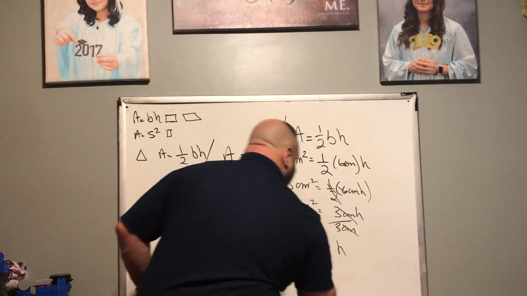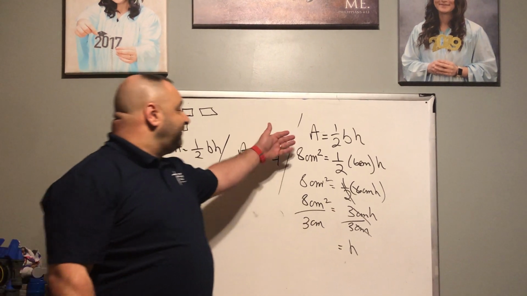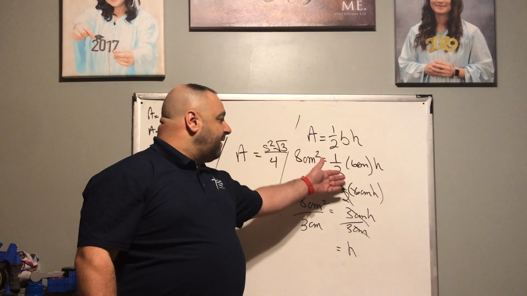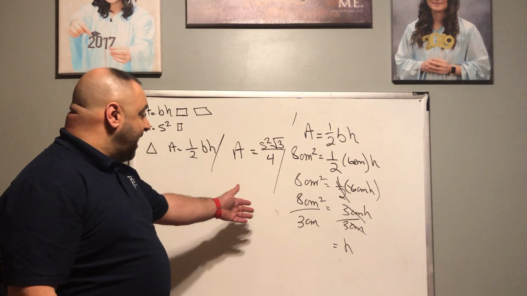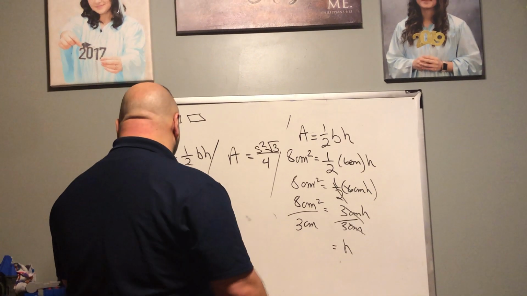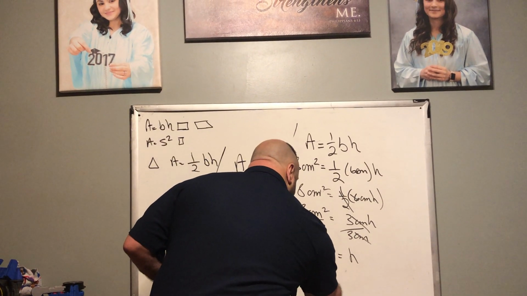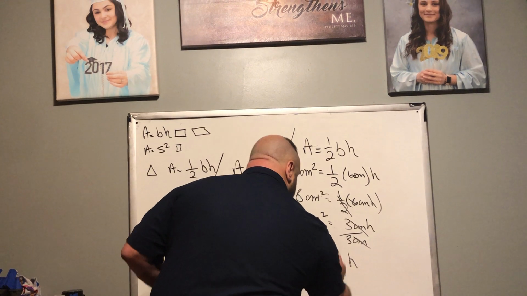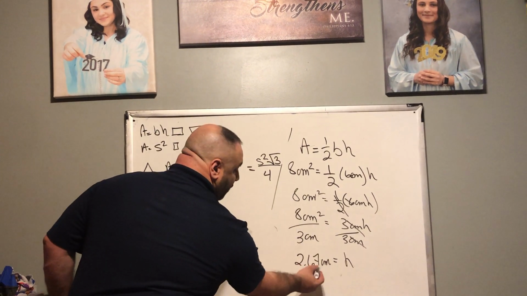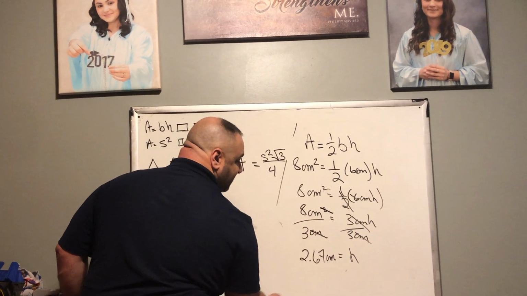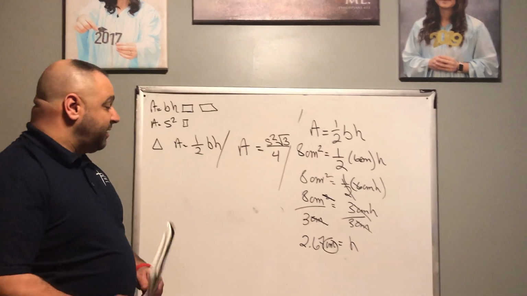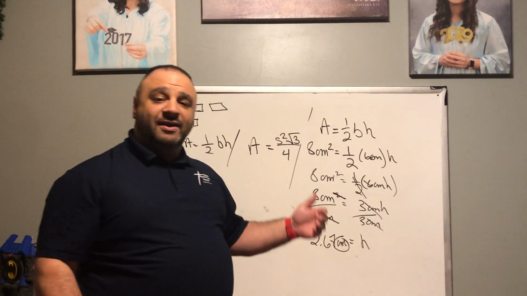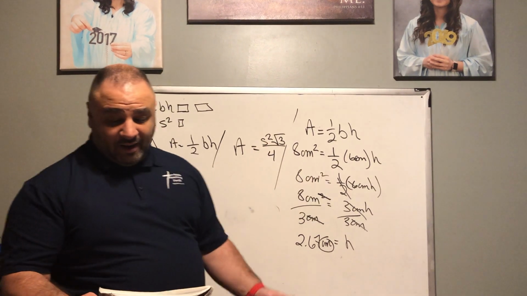So h equals, what's the altitude? If the area is 8 and the base is 6, get your calculator out. 8 divided by 3 is, again, round off to 2 decimal places. We have our units. 1 cancels out there, 1 cancels out there, so I'm left with 1. So the answer is 2.67 centimeters in height.